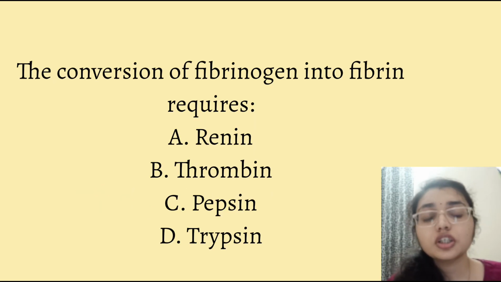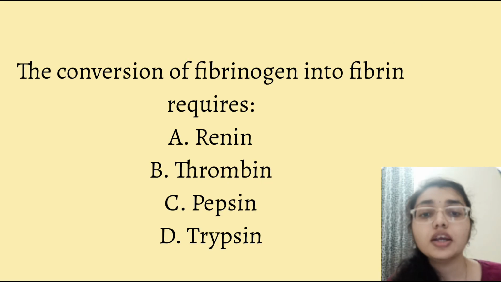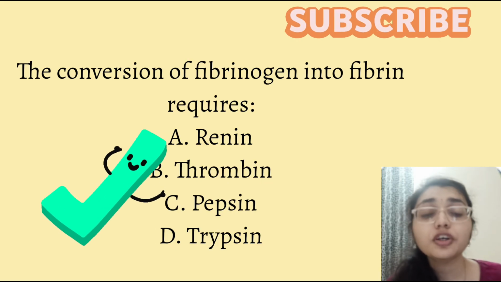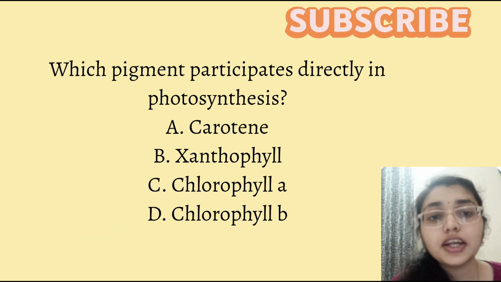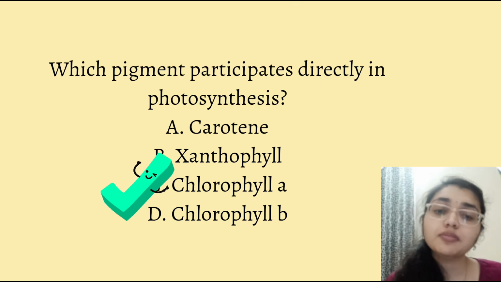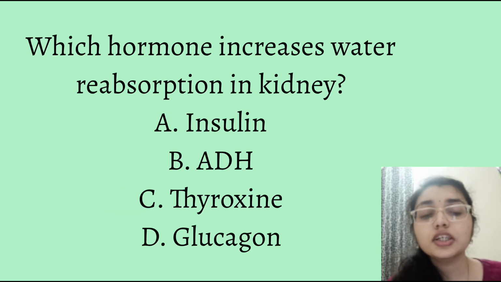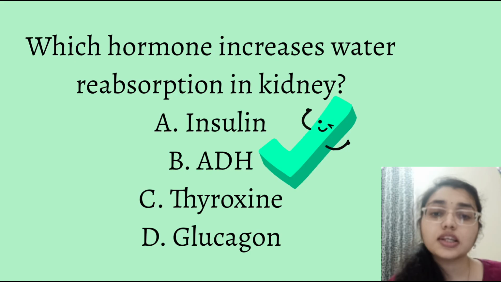The conversion of the fibrinogen into the fibrin, that requires what? Option A renin, option B thrombin, option C pepsin, option D trypsin. So it requires the thrombin that converts the fibrinogen into the fibrin. Which pigment participates directly in photosynthesis? We have to tell. So that is chlorophyll A, that is a pigment that participates directly in photosynthesis. Which hormone increases water reabsorption in the kidney? That is ADH, not insulin, thyroxine or glucagon.